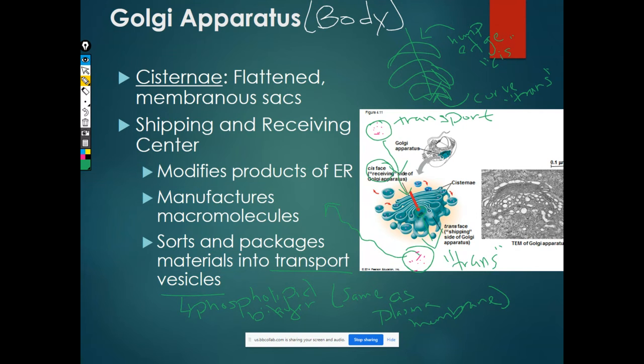Okay, everybody understand the job of the Golgi body? Okay, so usually at one point or another, pretty much everything that's made or broken down is going to come here, right? Because the Golgi knows things.